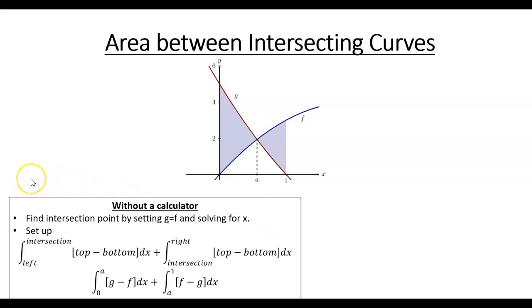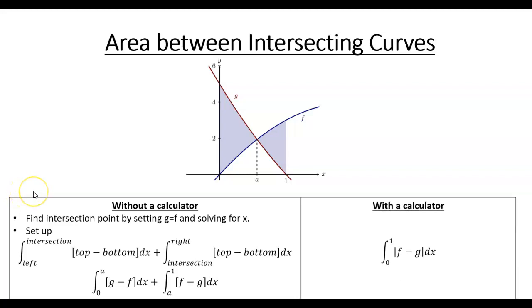Now, usually, though, like I said, most of the time, these types of questions are done with a calculator, and in those cases, it's much easier. You just integrate from the leftmost endpoint up to the rightmost endpoint. So you skip the intersection point altogether. You just go from 0 to 1 with one integral, and you just take the absolute value of their difference. And that's because the absolute value of g minus f is the same thing as the absolute value of f minus g.